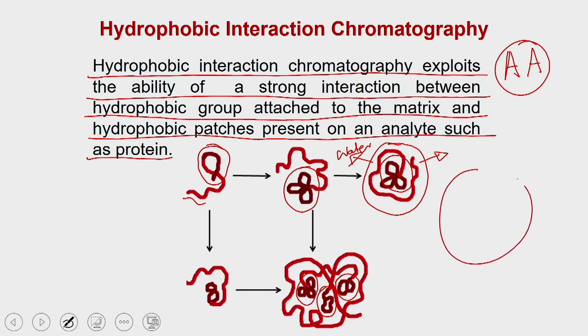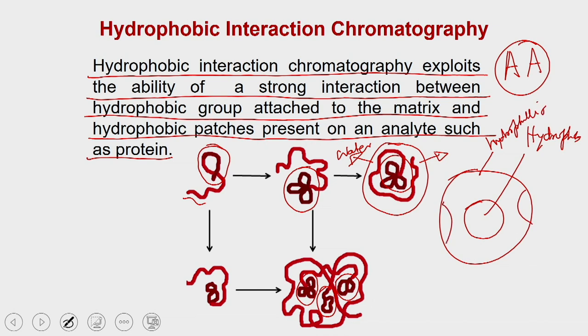So if you see a cross section of a protein, this is going to be the hydrophobic core which is present in the protein molecules, and you are going to have the hydrophilic outside. Apart from that, the protein molecules also have different types of hydrophobic patches, and these patches are also covered by the presence of water outside. This water is actually a part of the hydration shell.